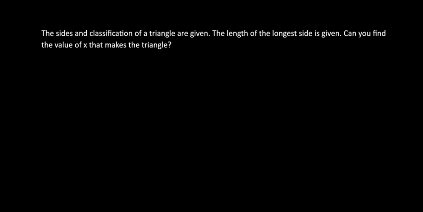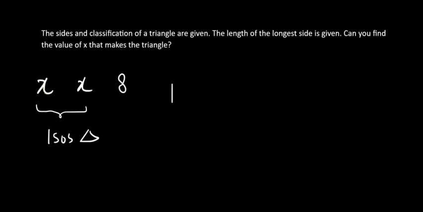Let's do some math at this quiet moment. The question says the size and classification of a triangle are given. We have first side x. Let's change the color, x. And that's the first side. The next side is also x. I think at this time you can figure out this is an isosceles triangle. Let's continue. The next side is 8, and it gives us that this is a right triangle. So we know this is an isosceles right triangle.